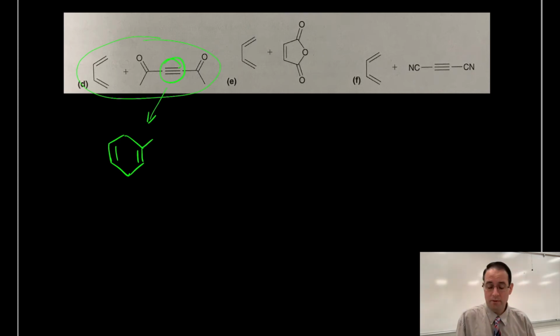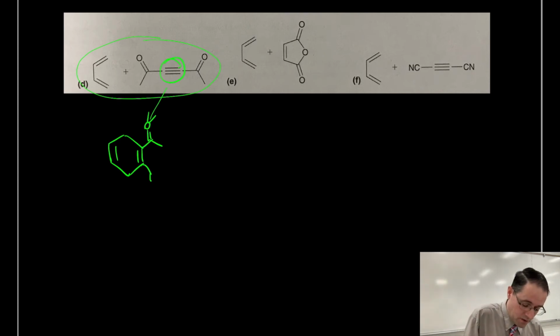Okay. The next problems, we have this reaction here. So this is going to form, once again, a cyclohexene, but since we're going from a triple bond, that gets converted to a double bond, and then we're going to have a ketone on carbon 1 and a ketone on carbon 2.